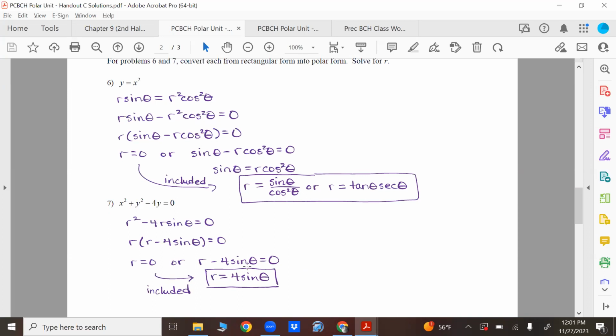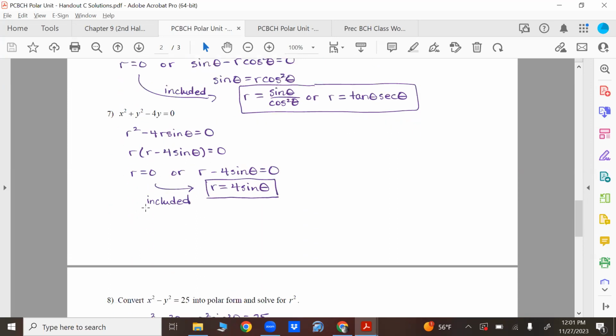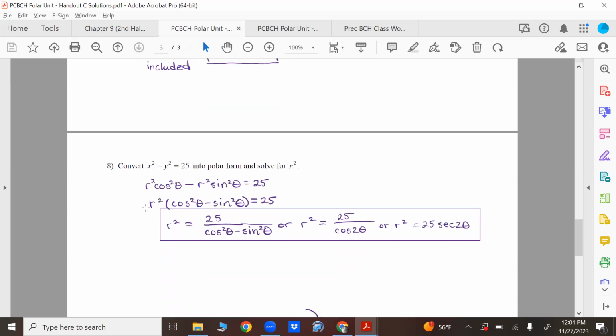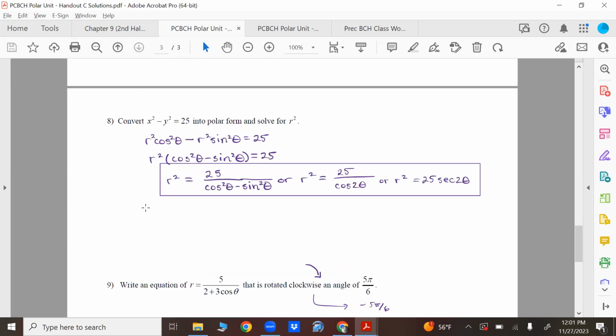And likewise for number 7. Again, replace x squared plus y squared with r squared, y with r sine theta, factor, and then you have your equation there. More of the same deal here. You're squaring both x and y, so you square r cosine theta and r sine theta, factor with r squared, isolate, and you're good there. You can also get crafty and convert cosine squared theta minus sine squared theta with a double angle formula, cos 2 theta. So it becomes 25 secant 2 theta if you so desire.